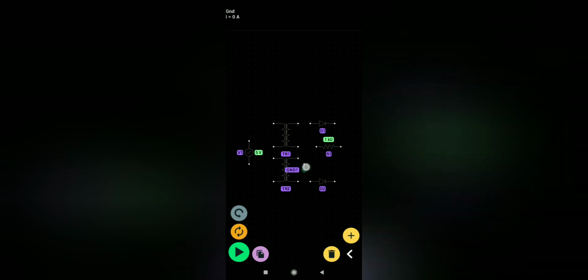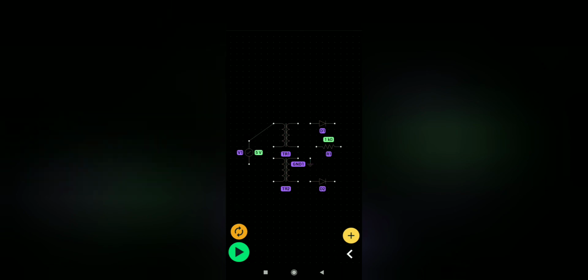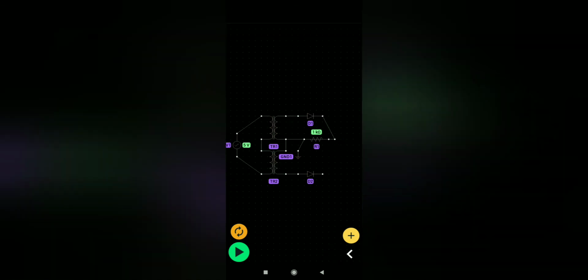And for the ground across the load, we connect ground here. Now connect the circuit. This is the circuit diagram for the center tap full wave rectifier.